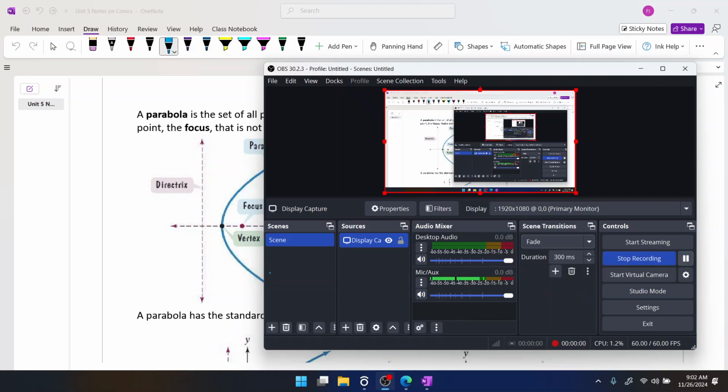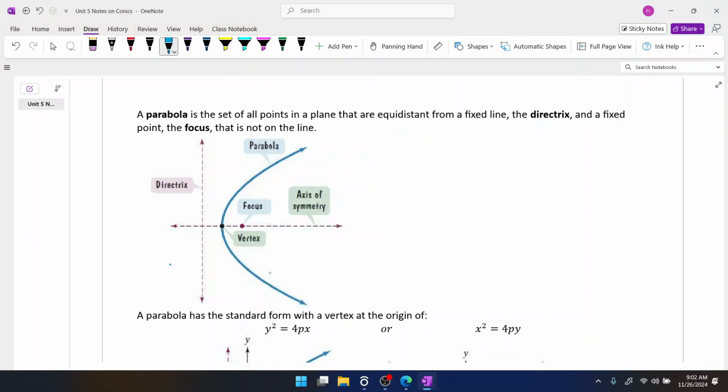So, all right, what I want to talk about here is a parabola. A parabola is going to be the set of all points in a plane that are equidistant from a fixed line called the directrix, and also from a fixed point called the focus. So basically, it's going to be a similar distance here. And we're going to learn a couple of other terms that come with the territory here.